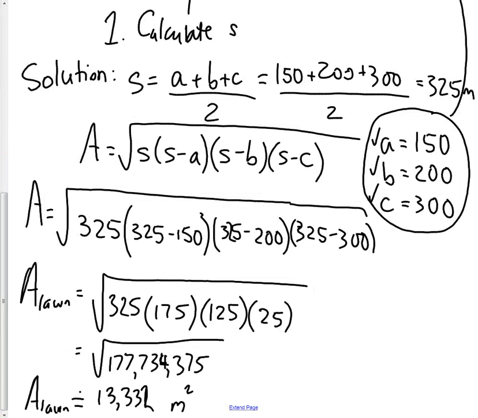Okay, this is a good example where showing steps is a really good idea. So I worked out the differences in the brackets, then I did the product of those. I got 177,734,375. Square root of that is 13,332, and I just rounded to the nearest square meter.